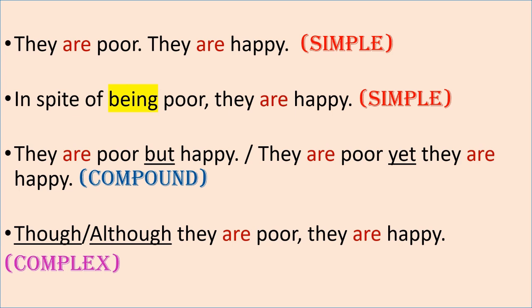Though they are poor, they are happy. Although they are poor, they are happy. You've just heard the third set of sentences where the verb "are" is used in both the sentences. They are poor, then they are happy.